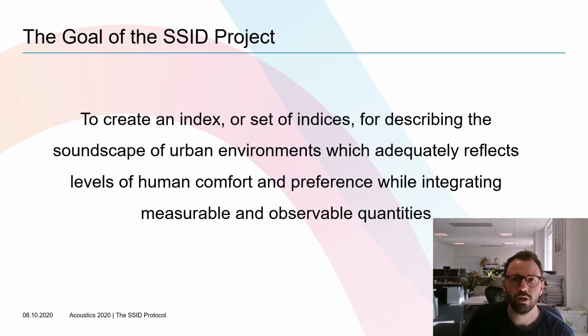And I'd like to begin with just a bit of background of what the SSID project is and what we're trying to achieve. So the primary goal of the SSID project, a bit of a mouthful, is to create an index or set of indices for describing the soundscape of urban environments, which adequately reflects levels of human comfort and preference while integrating measurable and observable quantities. So the main thrust of that is an index which describes soundscapes using objective quantities. And there's a couple of reasons why this is an important current goal of the field.